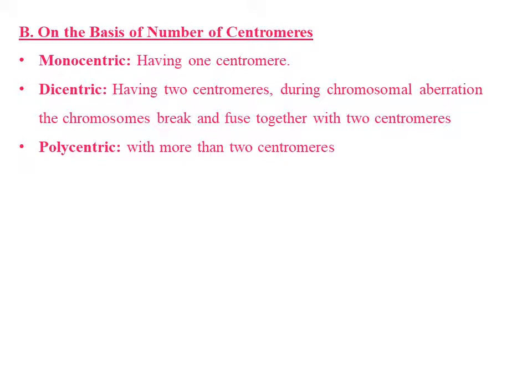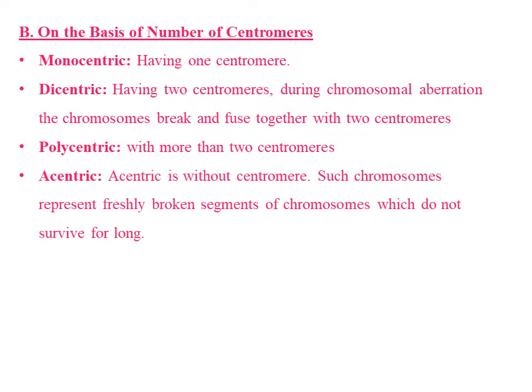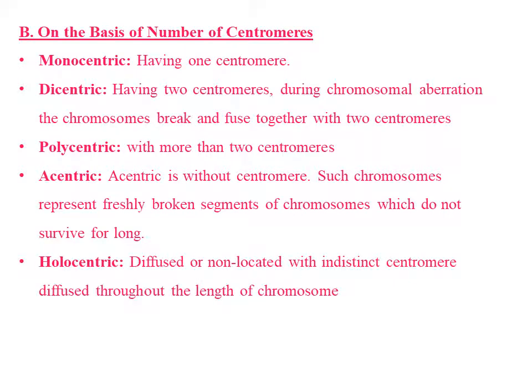Then the polycentric chromosomes have more than two centromeres. Then acentric, that is the absence of a centromere. So these chromosomes have no centromeres. Such chromosomes represent freshly broken segments of the chromosome which do not survive for a long time. In the holocentric chromosome, the centromeres are diffused or non-located, indistinct. They are diffused throughout the length of the chromosome.